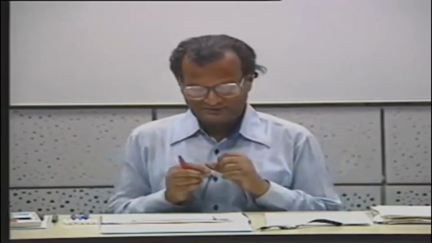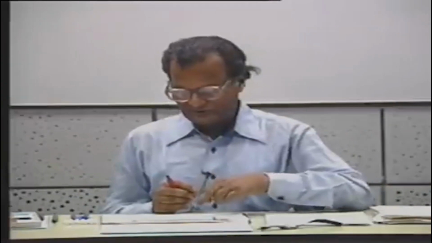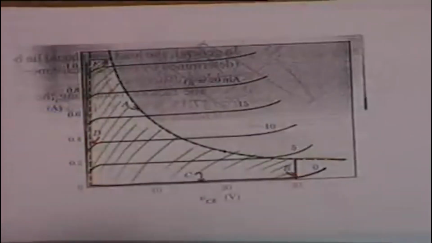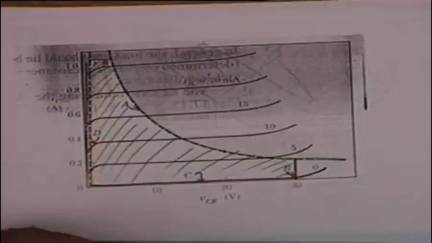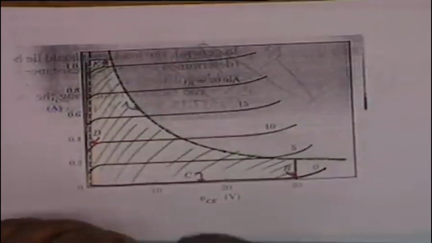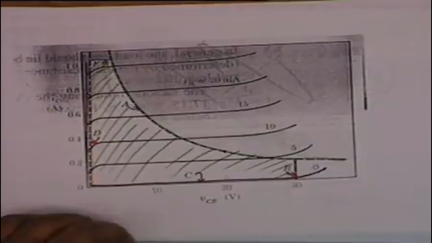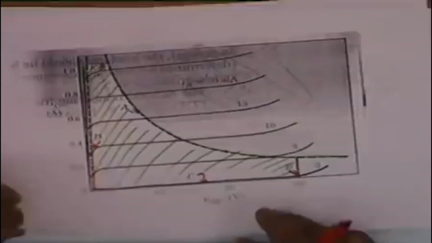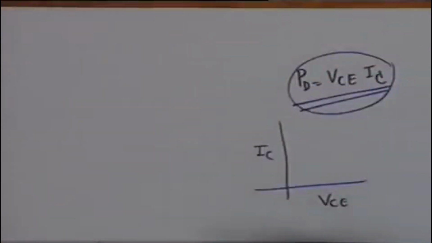The question now is, is this point clear? That is a completely bounded region. It's bounded by four straight lines and a hyperbola. The hyperbola is the so-called power dissipation hyperbola, that is VCE times I sub C is a constant. The question now is, within this region, where should your Q point be? Where should the operating point be? For that, I shall project another diagram.